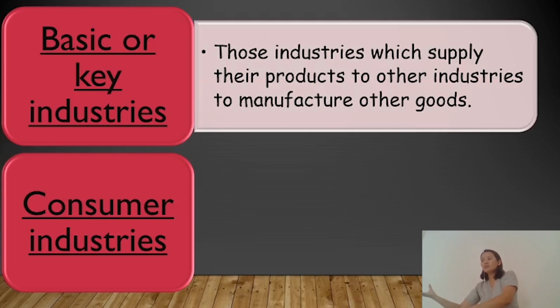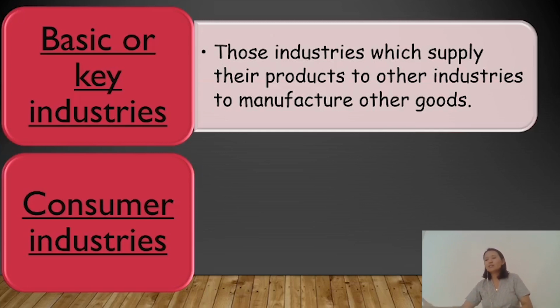and other industry using this product, they make other goods. So this is called basic industry. Basic industry produces a product not for the buyer. They produce goods for the other industries. So basic industry is more like a mother. Mother feeds the baby. Just like this, basic industries feed the other industry by supplying their product.